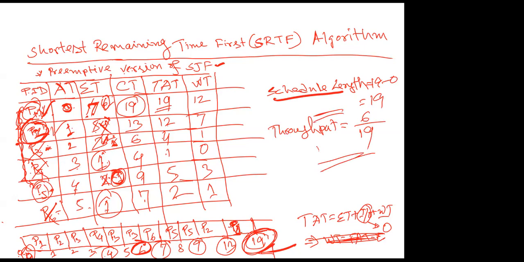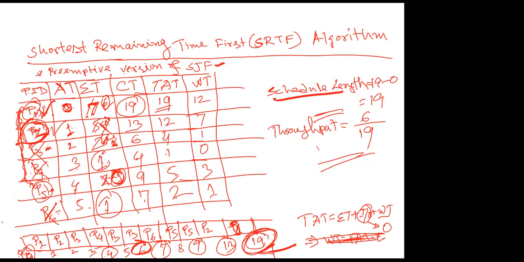So this is not slightly different. These two algorithms are different. One is preemptive, another is non-preemptive. SRTF is the preemptive version, but SJF is a non-preemptive scheduling algorithm. These are two examples of preemptive as well as non-preemptive scheduling algorithms.